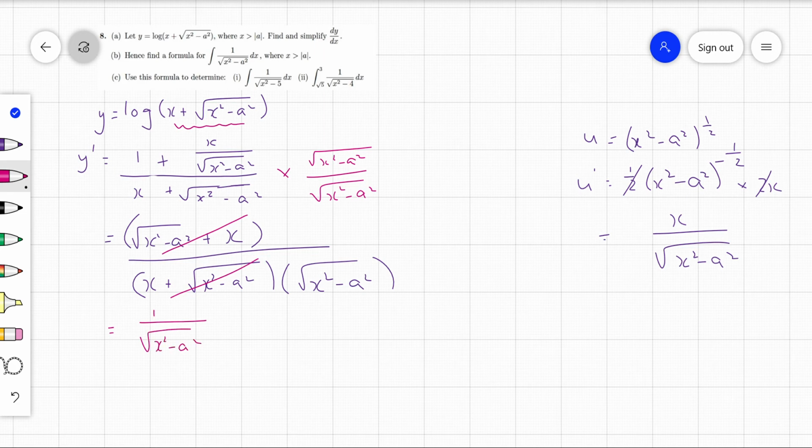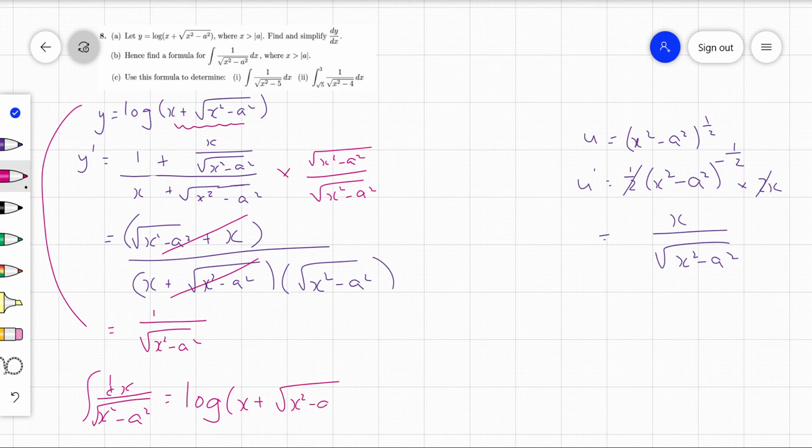So if the derivative of y gives me 1 on the square root of x squared minus a squared, then the integral of 1 on the square root of x squared minus a squared with respect to x must go back to the y, which is log of x plus square root of x squared minus a squared, and just remember it's plus c. Alright, so hence there's our formula for b.